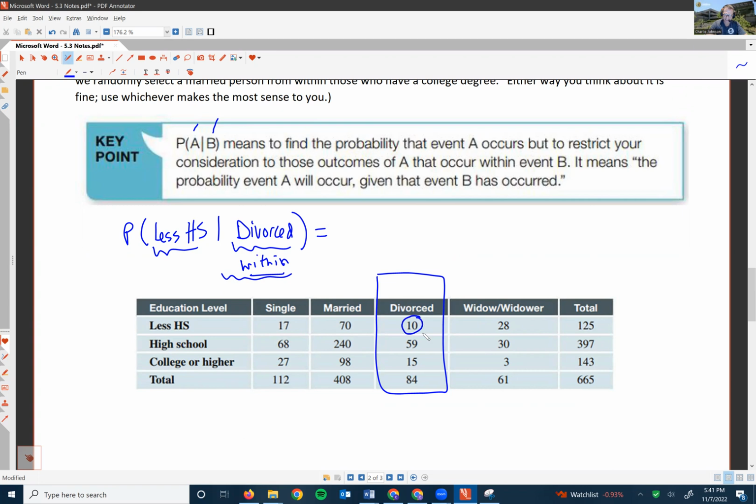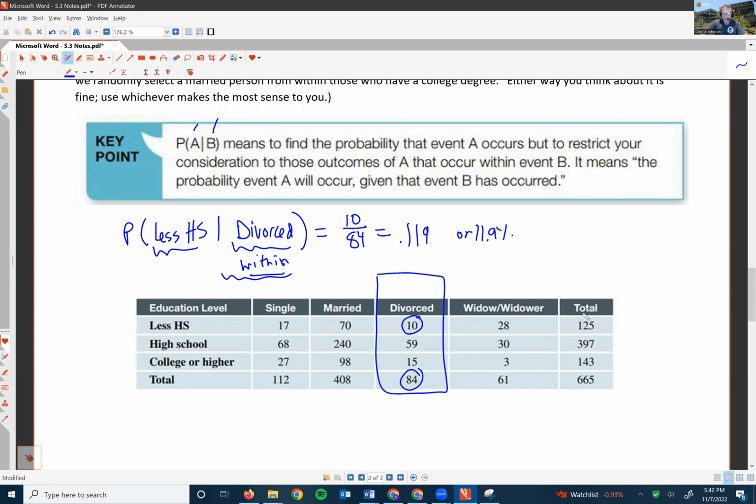Less than a high school education, there's 10 out of 84 of those. So the probability that someone has less than a high school education, given that they're divorced, is 10 out of 84. And we typically like to turn those into decimals: 0.119, or about 11.9% of those in the divorced column have less than a high school degree.